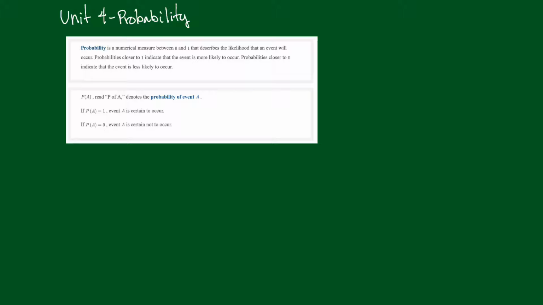Now, some notation. If I write P for probability, and in parentheses put an A, we read this as P of A, right? Just like a function in algebra, P of A, F of X. This denotes the probability of an event A. And you can see here, if the probability of A is 1, that means it's certain to occur, and if it's 0, it will never occur.